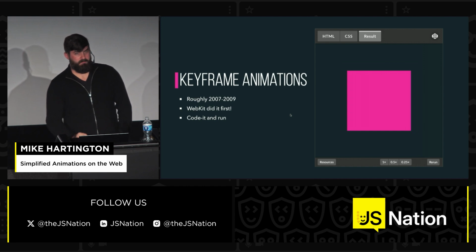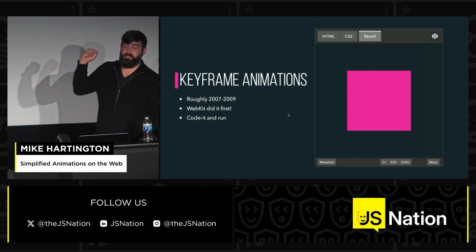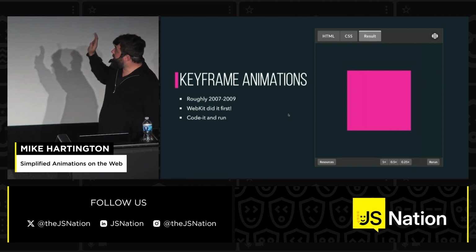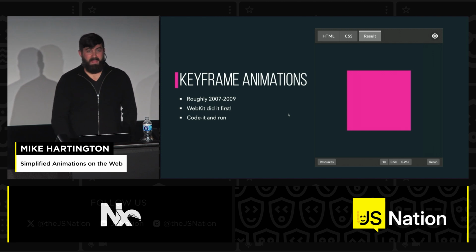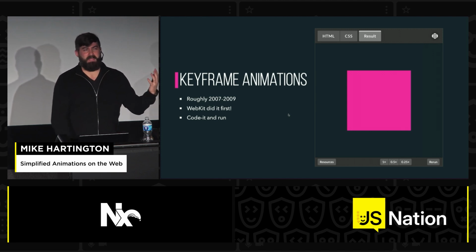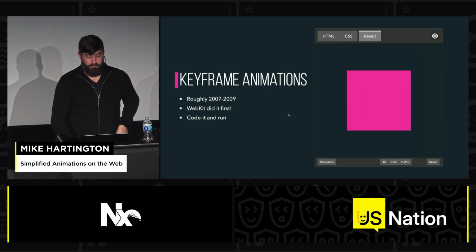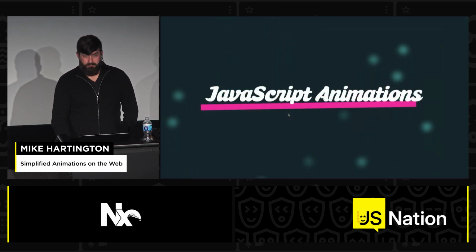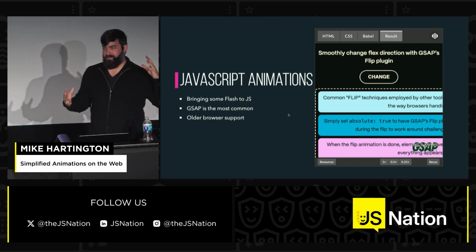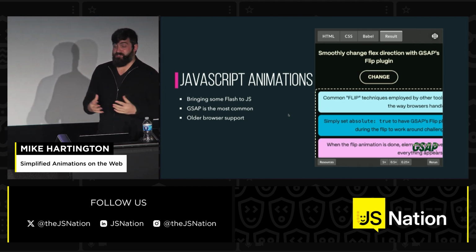Now, this was great because you could just code it and then have the animation play and take off, but the animation kind of lacked a lot of fine-grained control, right? You couldn't really catch it mid-animation. You were kind of off on your own. JavaScript animations came along after that, where they basically re-implemented a JavaScript animation engine.